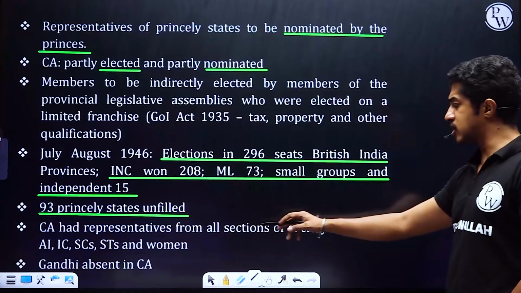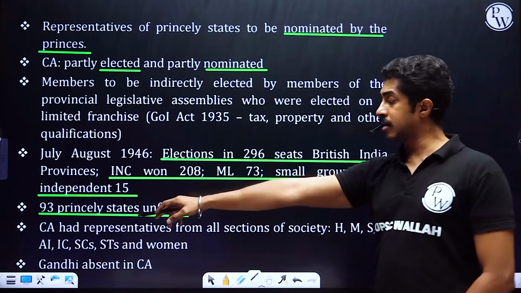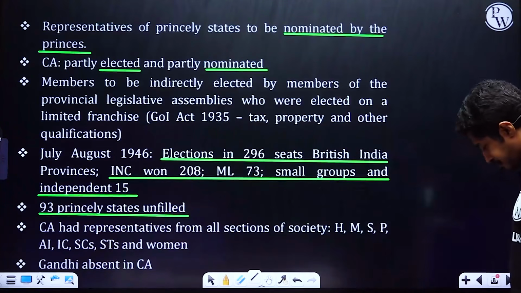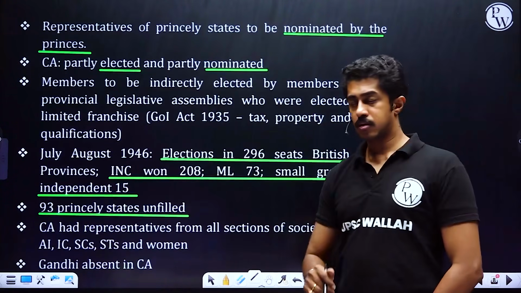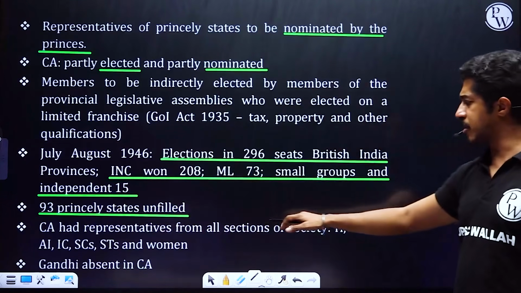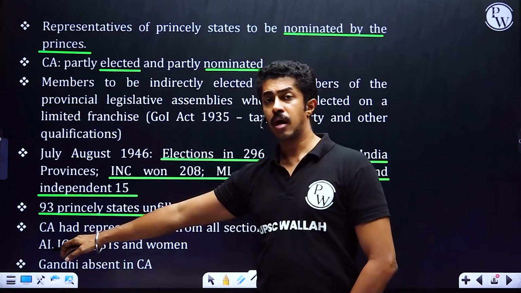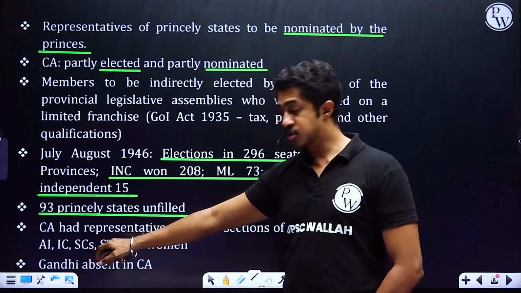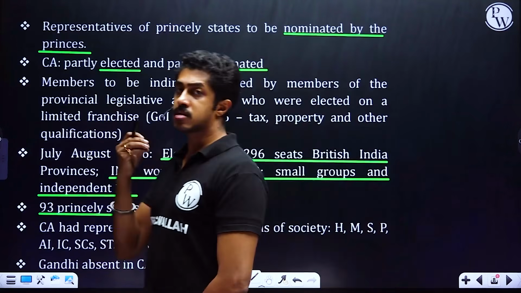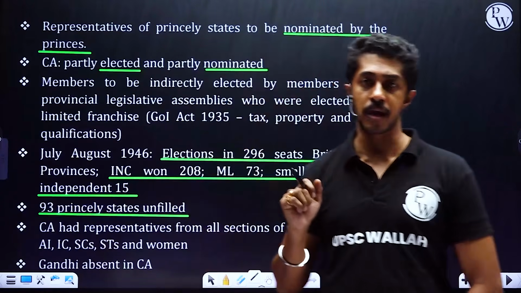The CA, that is the Constituent Assembly, had representatives from all sections of society: Hindus, Muslims, Sikhs, Parsis, Anglo-Indians, Indian Christians, scheduled castes, scheduled tribes, and women. Gandhi, one of the prominent leaders of the freedom movement as well as of the Indian National Congress, was absent from the CA. All right.